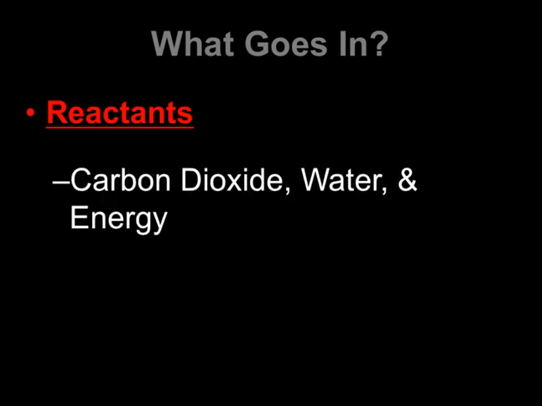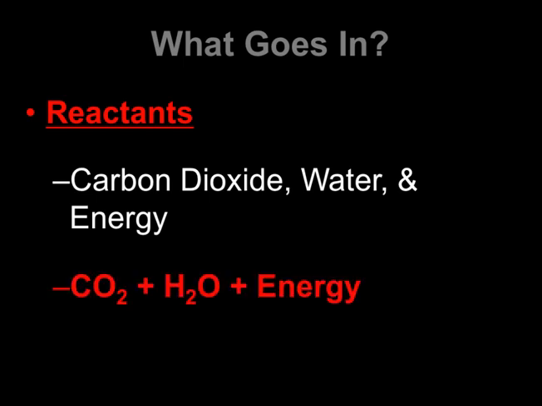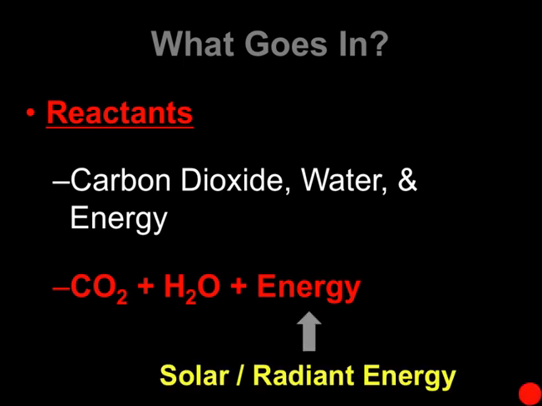So what goes into this reaction? We're going to call the things that go in reactants. They are the things that are going to react within the reaction. So in the case of photosynthesis, the reactants are carbon dioxide, water, and energy. So we can also show this with the chemical formulas as CO2, H2O, and energy. So remember, plants need to take in carbon dioxide from the atmosphere, they take water up from their roots, and they capture energy in the form of that solar or radiant energy from the sun.